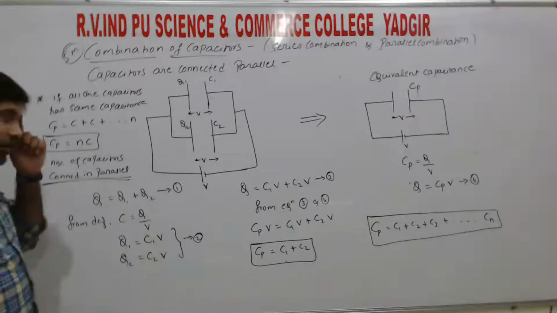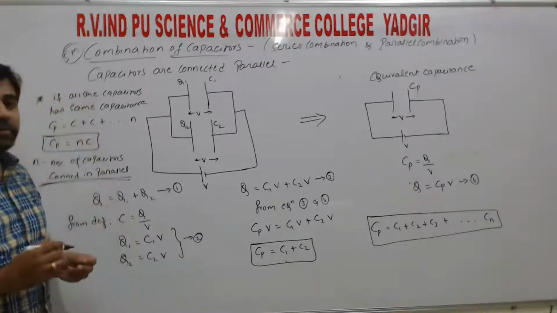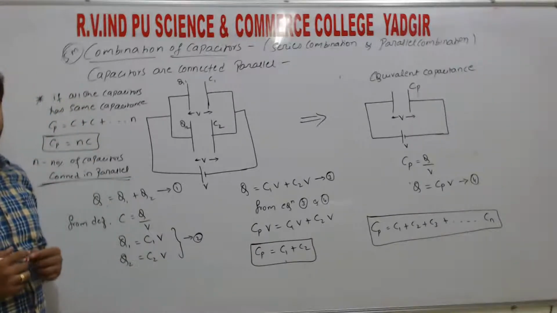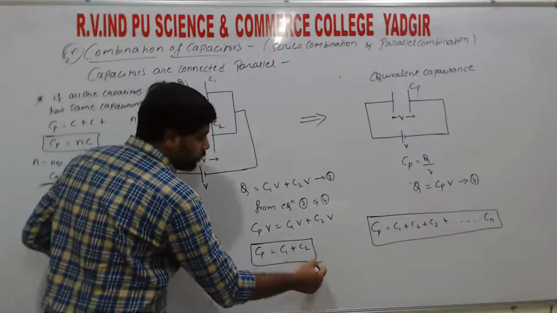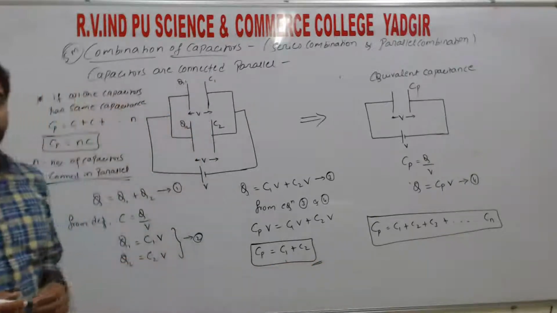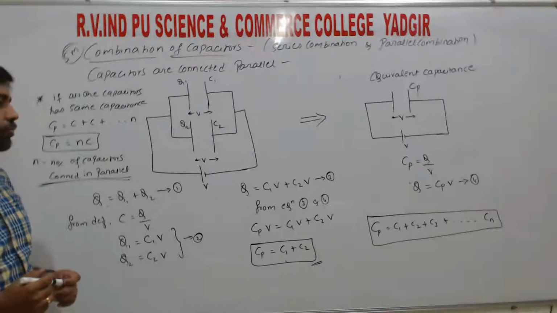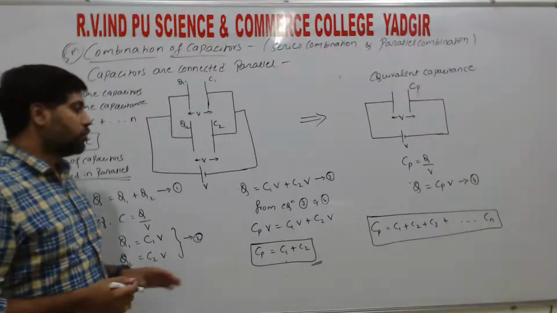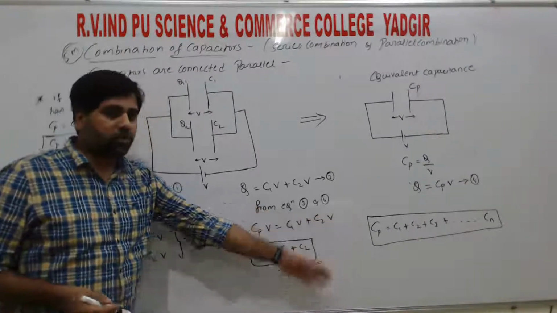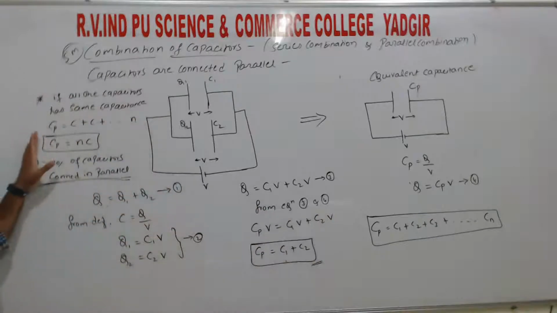So in the examination, it asks to derive the expression for the capacitors which are connected in parallel. You can stop up to this: Cp is equal to C1 plus C2. So this is for the extra. While solving problems, we can use these relations, right?